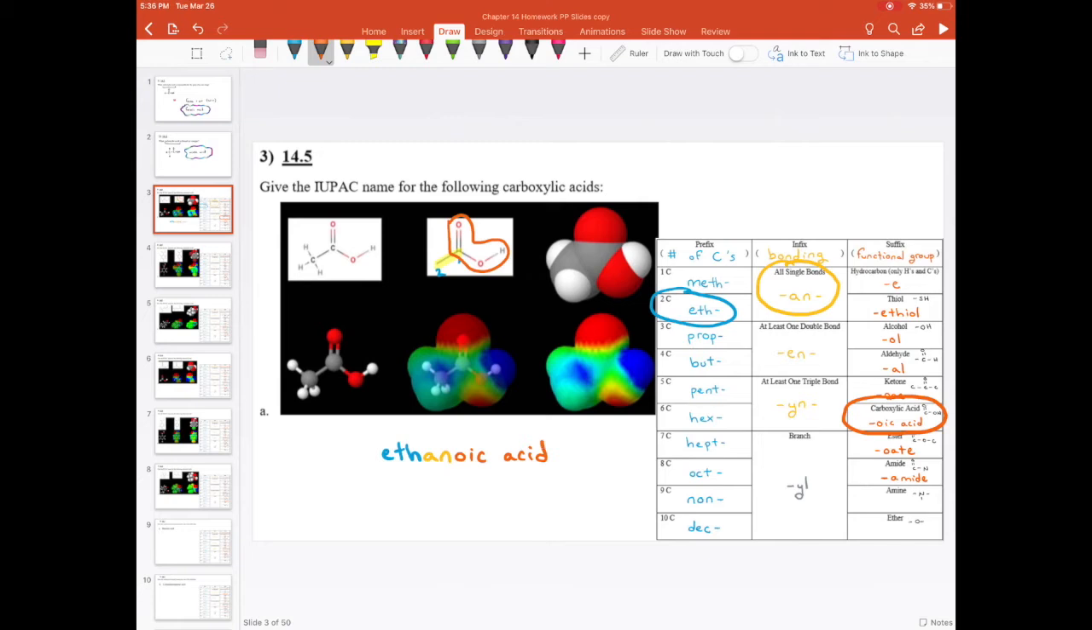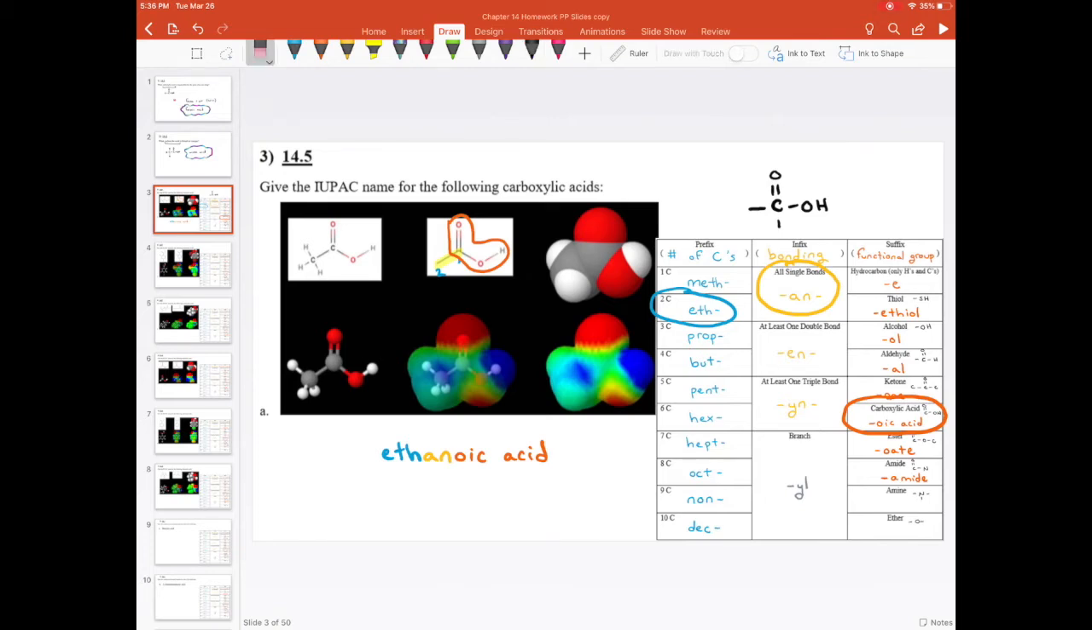Now, carboxylic acids are always on the end of chains. If you notice, it has a carbon double bonded to oxygen, single bonded to OH. Carbon can only have a total of 4 bonds, so this carbon here already has 3 in the functional group. It only has 1 left to connect it to a chain. So it's always going to be at the end of a chain, and so you're always going to number that chain from the carboxylic acid, giving the carboxylic acid a number 1.